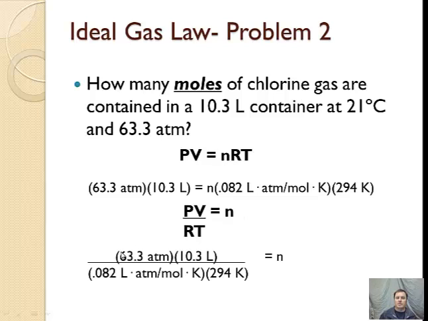So rearrange this. I have 63.3 atmospheres times 10.3 liters divided by 0.082 liters per mole Kelvin times 294. Now, if I were to write this correctly, I would actually put the moles Kelvin up top to do it mathematically, but in this case I'm writing it this way. Let's see, we have our Kelvins, this would be up top. It's canceling out. Our atmospheres cancel out. And I will be left with moles. So when I do this mathematically, I end up with 27.04 moles of chlorine gas.